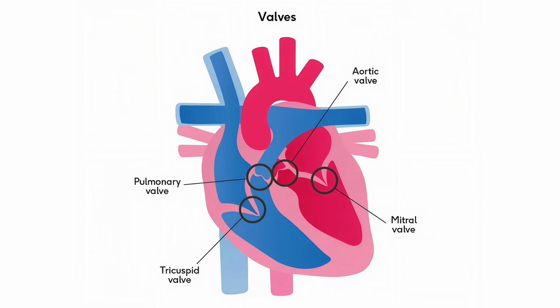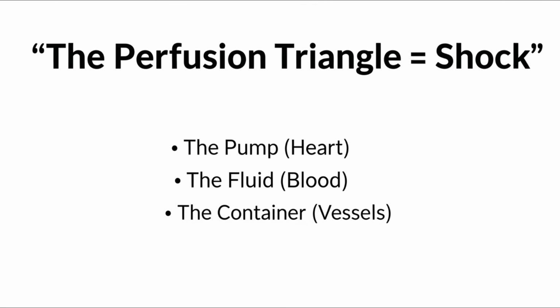The heart has 4 valves to ensure blood flows in one direction: the tricuspid, bicuspid or mitral, pulmonary, and aortic valves. Perfusion is the circulation of blood within an organ to meet its needs. The concept of the perfusion triangle is essential. For perfusion to work, you need all 3 components: the heart, the pump; the blood, the fluid; and the blood vessels, the container. The failure of any one of these parts results in shock.